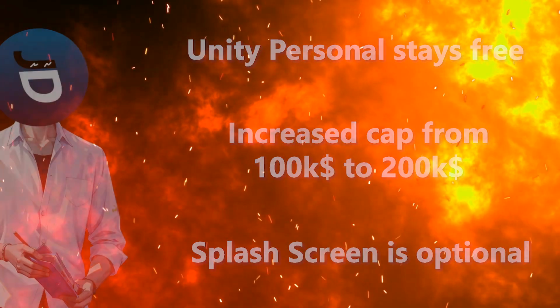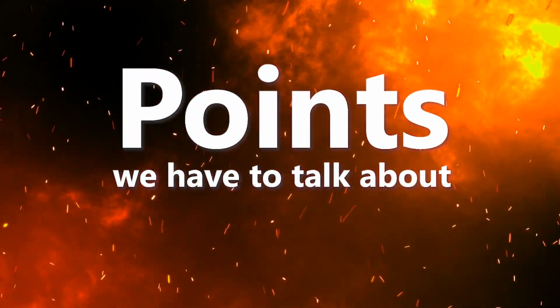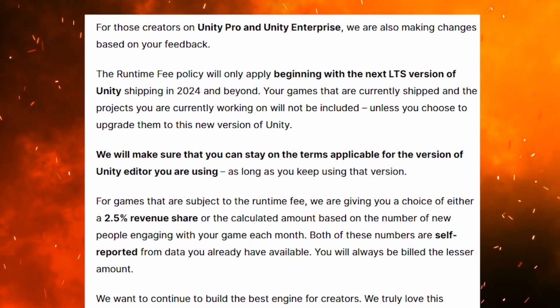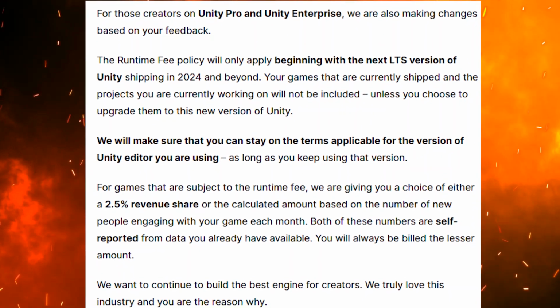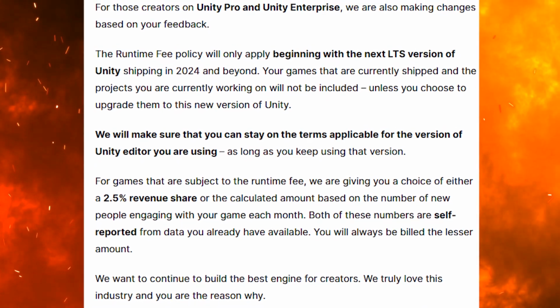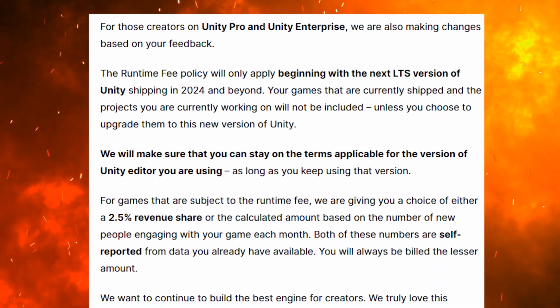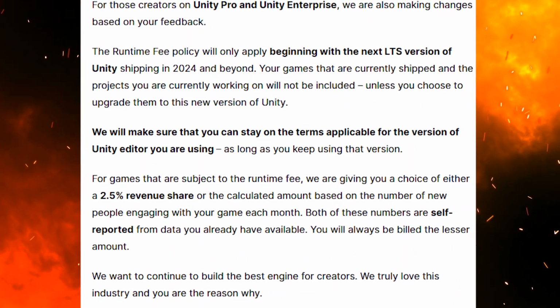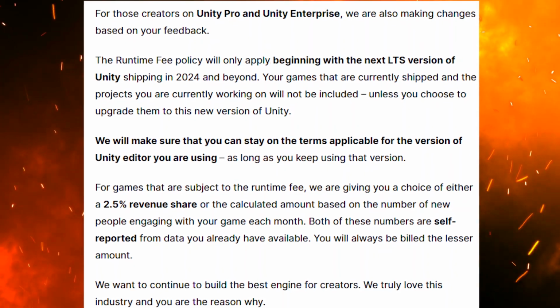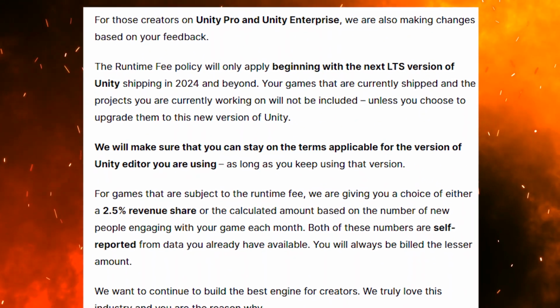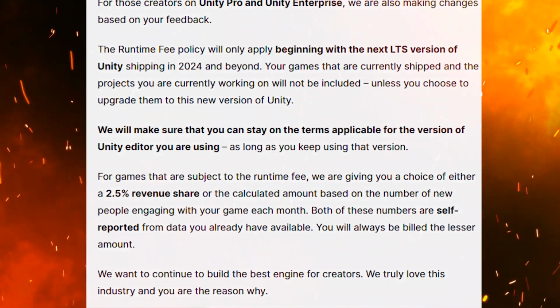But now we're coming to some bullet points we have to talk about. The runtime fee for Unity Pro and Unity Enterprise stays. The fees are calculated with either 2.5% of the revenue you make with that game, or the calculated amount based on the number of new people engaging with your game each month, whatever is the lesser amount. And now the tricky part comes in. Both of these numbers are self-reported from data you already have available. To give you a little food for thought, I'll read a Reddit post from the Ploppist.